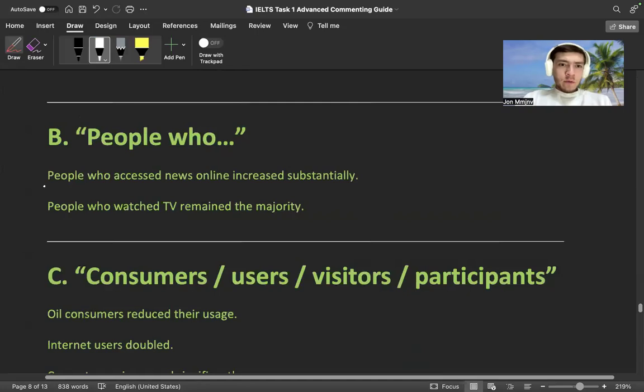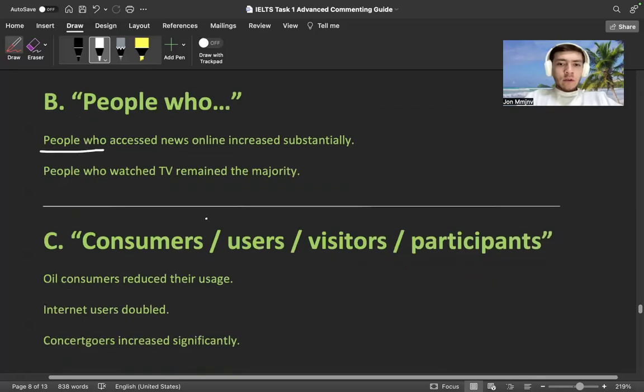People who access news. Another beautiful strategy: in every sentence, you swap the subject to make it more varied. People who watch TV remained the majority. Beautiful.